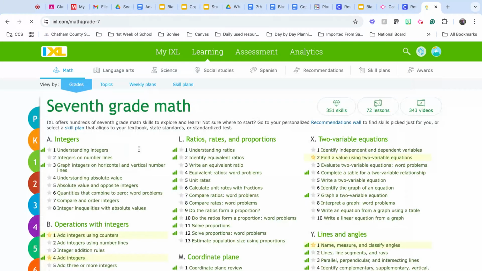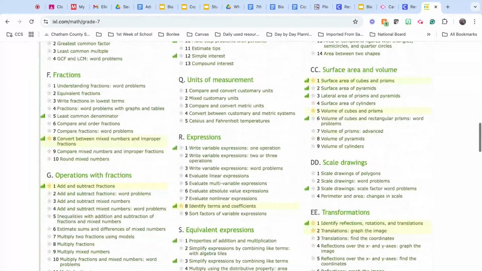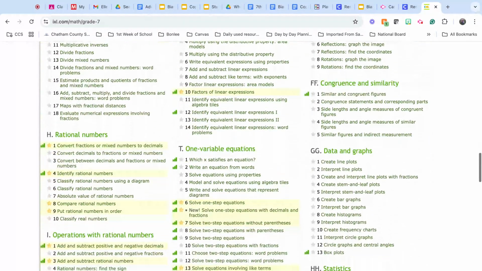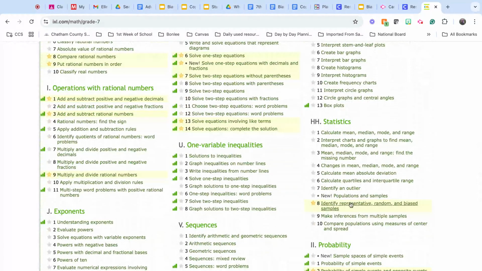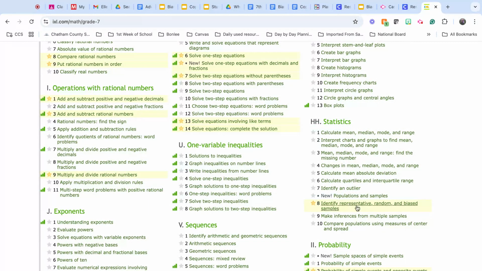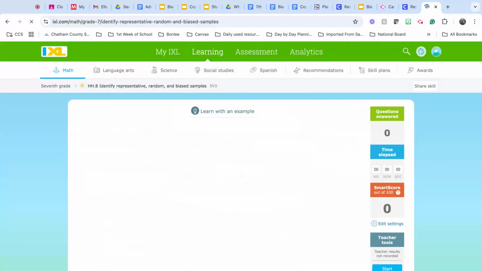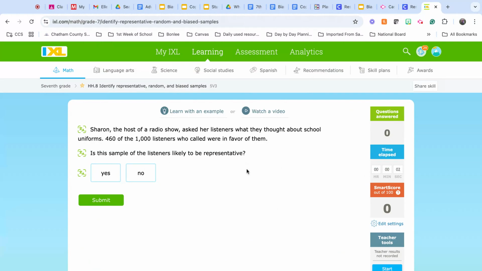And then the other one I want you to do underneath statistics, let me go back to it, is go ahead and do identify representative, random, and biased samples. The same thing there. If you have questions or need additional help, you can watch the video, and you can also learn from an example. Okay, so that's what I want you to do for today.